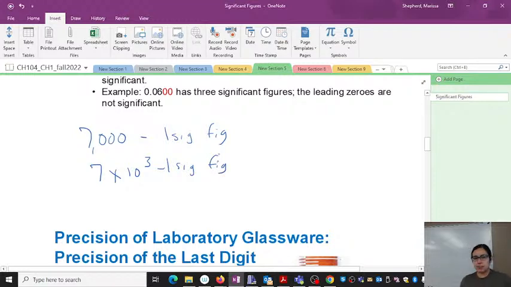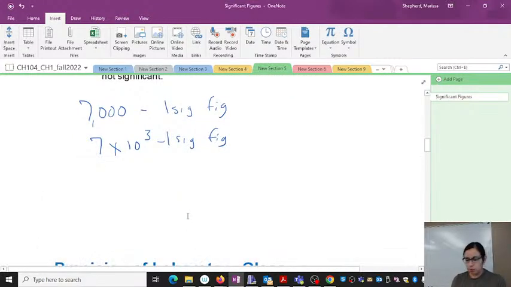But let's say you had an instance where this 0 is accurately measured. I know that this is a 0. We could also use scientific notation to help us. So then we could write 7.0 times 10 to the third. Same number, but now we're saying, okay, now we have 2 sig figs. And so you could keep going with this.